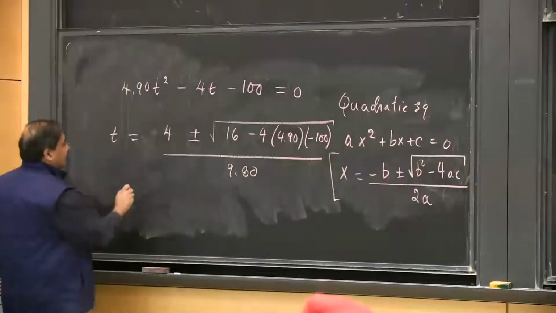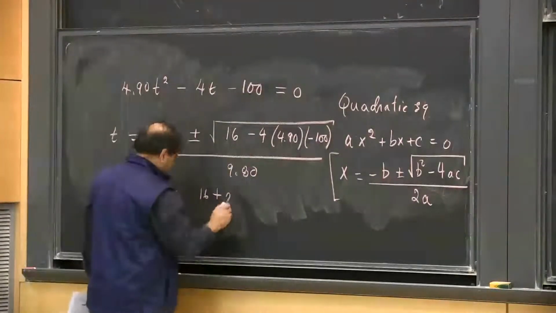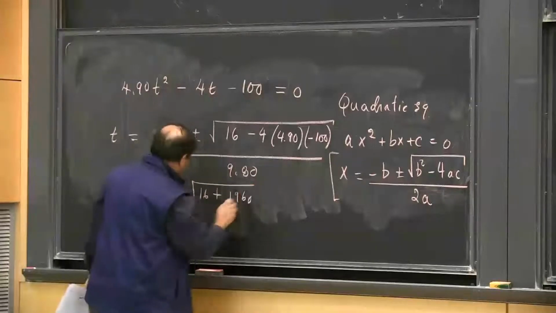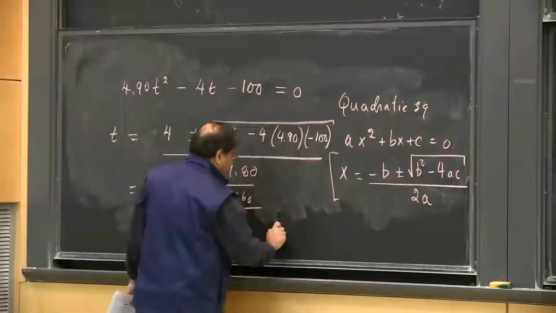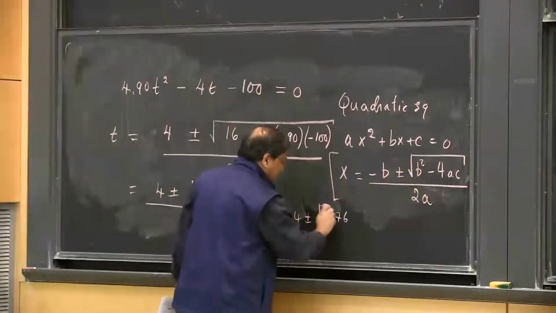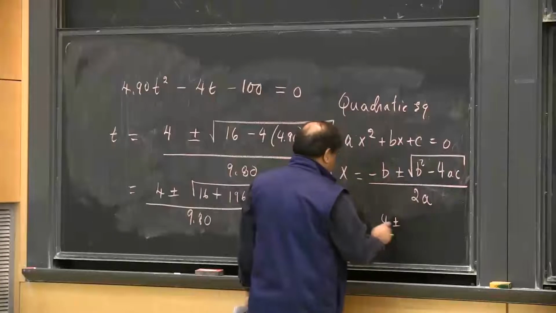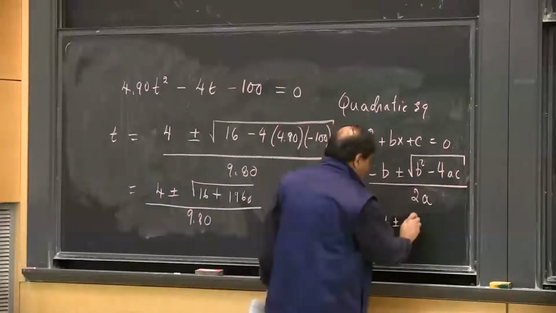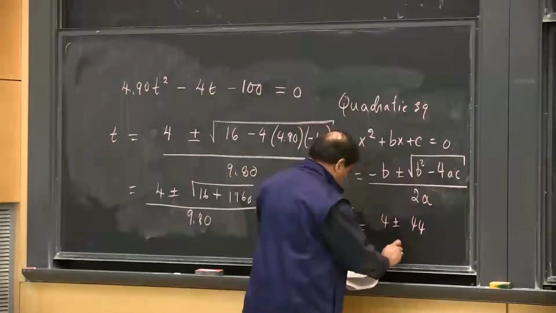So if I do that, then I have 4 plus minus the square root of 16 plus approximately 1960, just like we had before, divided by 9.80. That's an 8, okay? So I should be able to write 4 plus minus the square root of 1976, which I have already calculated previously, divided by, let's say, 10 for now. So this is 4 plus minus, this number came out to 44. Is that right? Divided by 10.